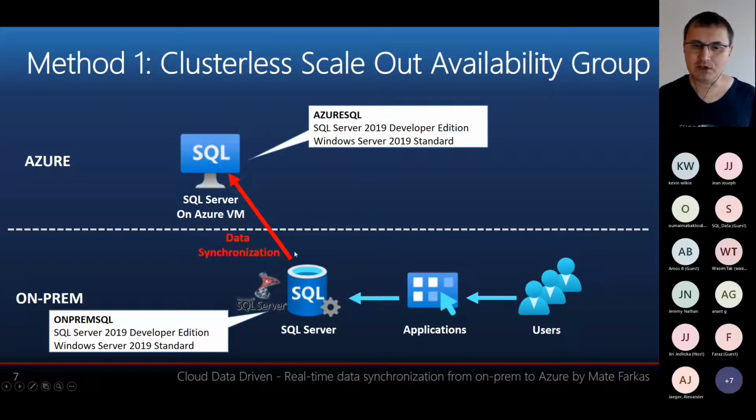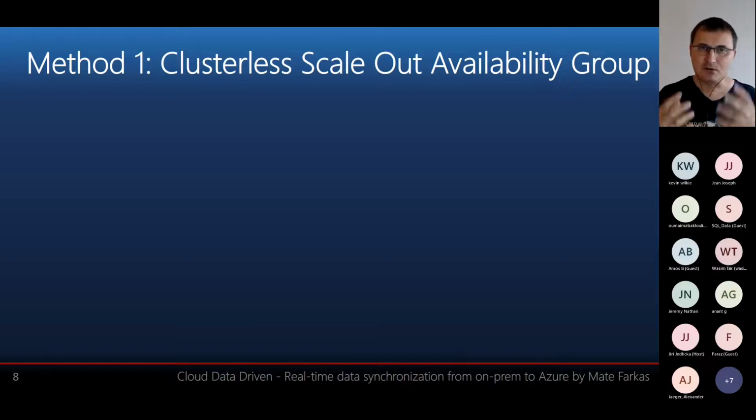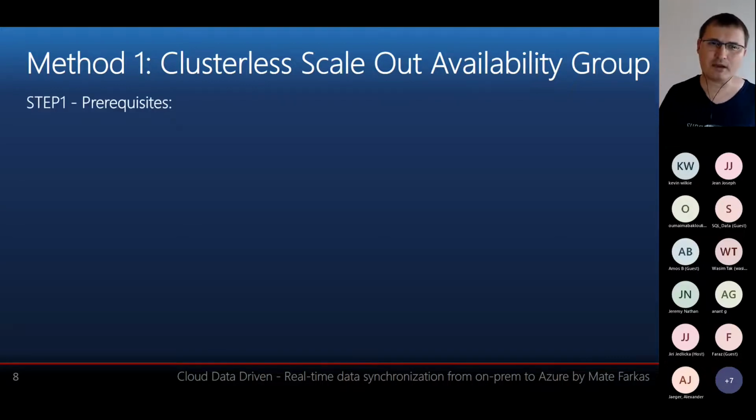Okay, so this technology, what I want to present you is clusterless scale-out availability group. So actually, it's an availability group, but it's a simplified one, because if you already try to build up an availability group, then you have to know that it's not so easy, because availability group needs a cluster service. A cluster service needs domain accounts, Windows authentication, domain name server, and domain controller. So it's not so easy to build up, but this solution is a simplified one, and it can be used perfectly for these purposes to synchronize the data. So there are some prerequisite steps.